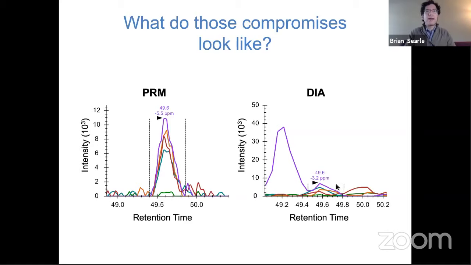But that said, if you were to look at the actual intensities that we're measuring, and this is just a PRM on a QE and DIA on the same QE, they actually present very similar types of data with very similar types of measurements, just with slightly lower fidelity with DIA.